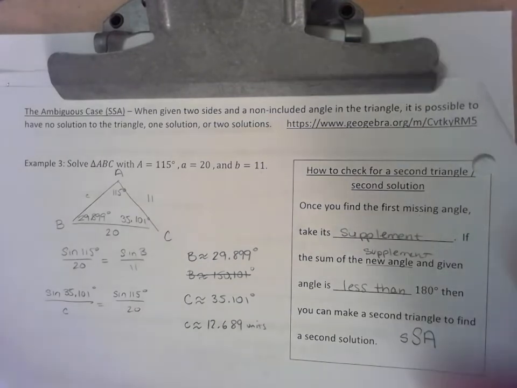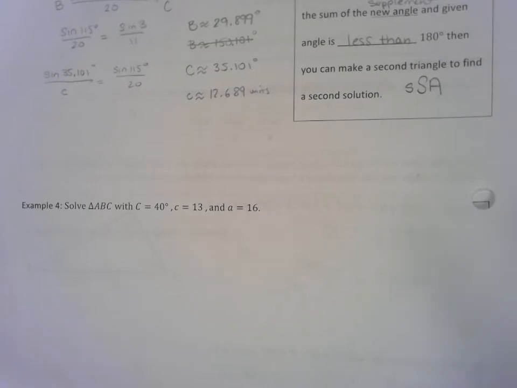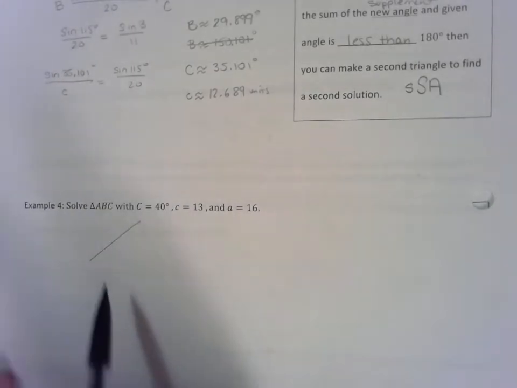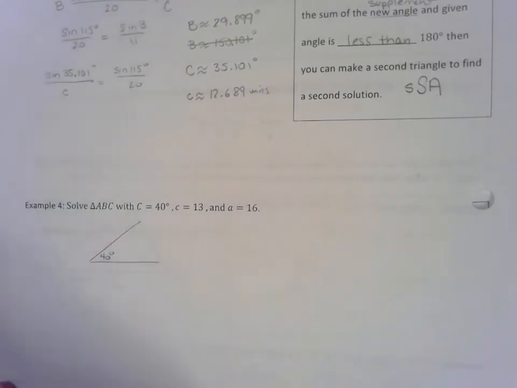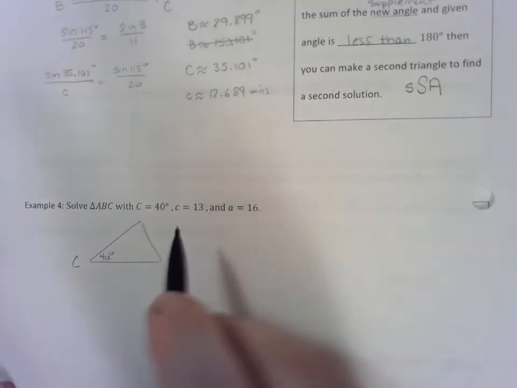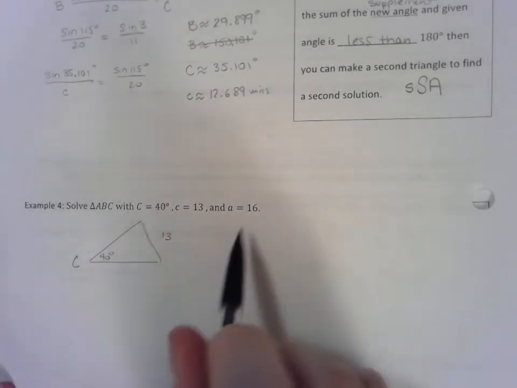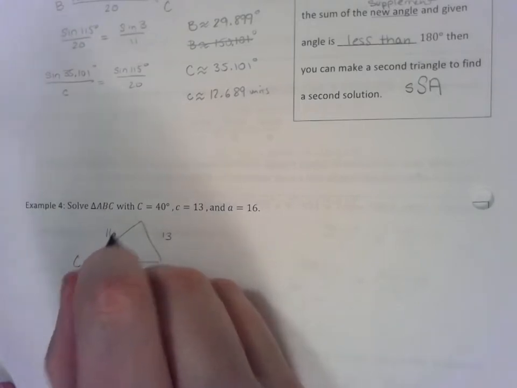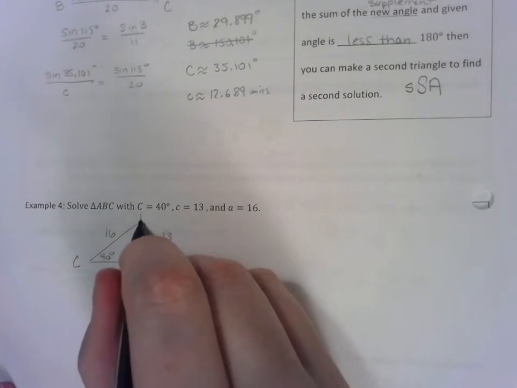Alright, so exercise 4 will teach us a little bit more. What we're going to do is still draw another picture. I have angle C is 40 degrees, so I'm going to draw a 40-degree angle somewhere down here. We'll call that C. We have side length c, which is 13 units, and a is 16. I'll put 16 right here. If this is side A, then I'll put angle A here and B there.